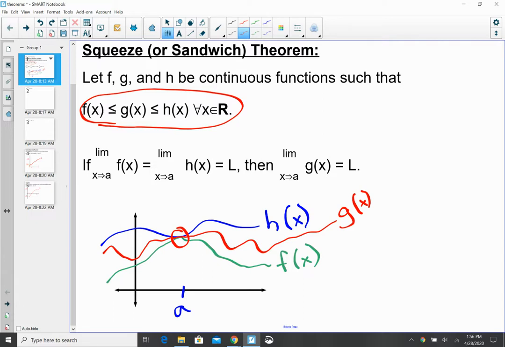Again, we don't know much about g other than he's always in between f and h. But if the limit for f and h at a particular x value, which I called a, are the same, then f and h have to squeeze together around g and give it the same limit as well. That's the idea. Now, let me show you the practice.